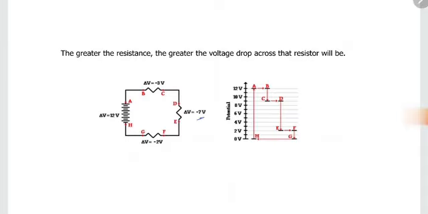So in this case, the drop here is 7 volts. So this has the greatest resistance, right? The resistor, we don't have a number, the resistor between point D and E, as you can see here.